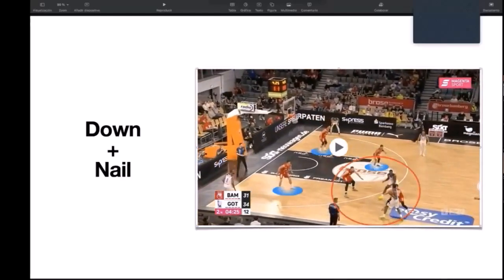Yes, we can see the coverage denying the middle, being with the big in the basket and ball line, ready to stunt and recover to the nail area. Here, a diagonal stunt, the responsibility to recover to his man from the strong side and last in place.